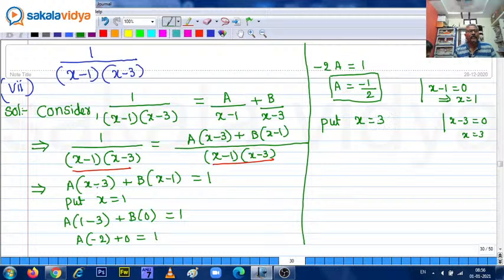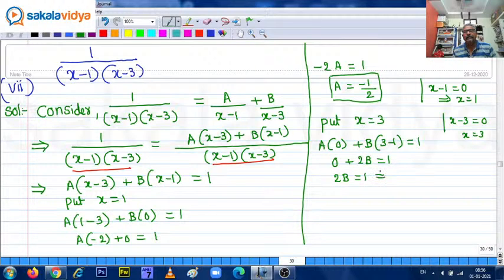Then what do you get now here? Having suppressed the x minus 3 factor, we are going to find out the b value here. So a multiplied by 0 plus b times (3 minus 1) equals 1. So this is 0 plus 2b equals 1. So 2b equals 1.